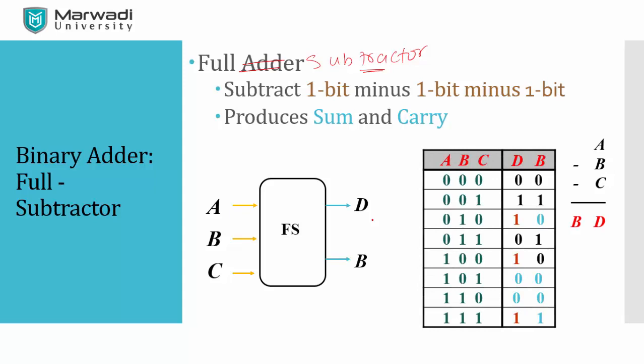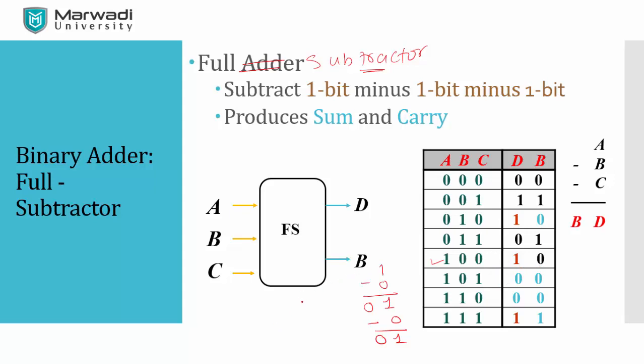This is a truth table for the full subtractor. Take any case, let's suppose the case 1 minus 0. What is the output? The difference is 1, borrow is 0. Then 0 minus 0: the difference is 0, borrow is 0.